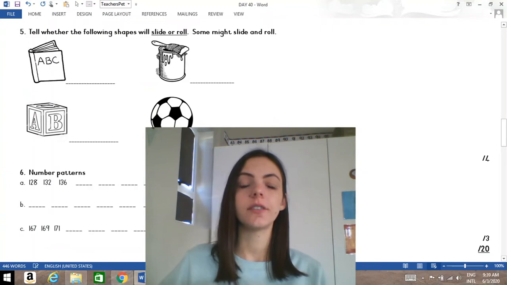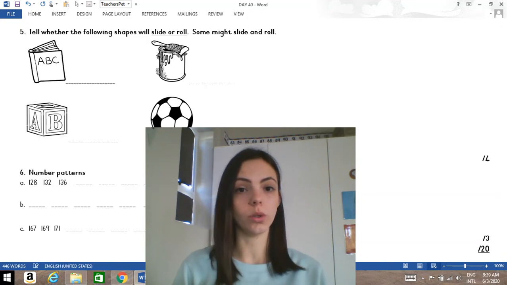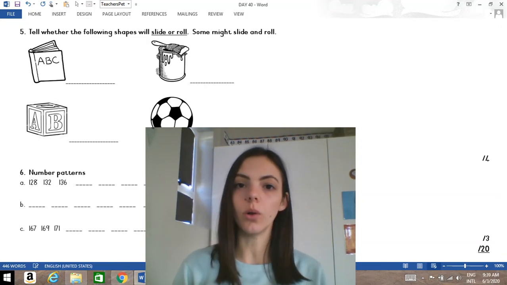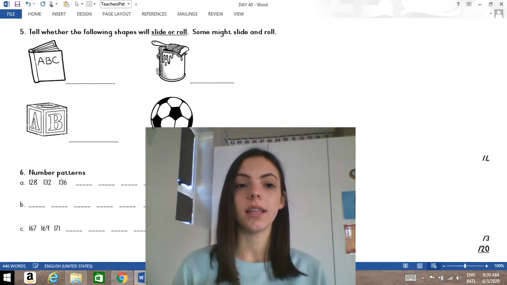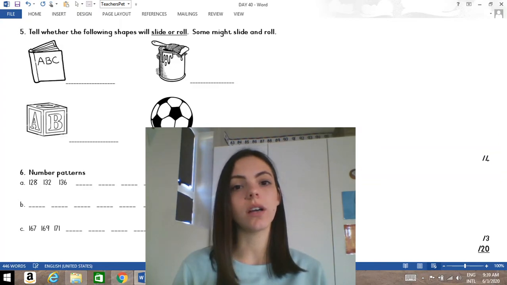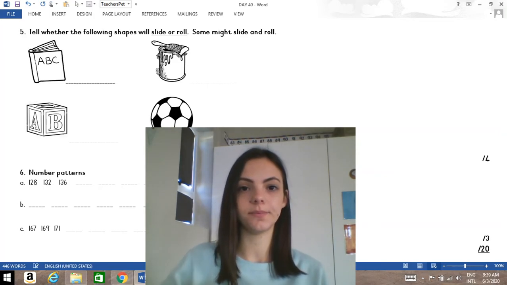Number 5, you need to tell me if the following objects can slide or roll. If they can slide and roll, you need to write both. Now the first one is a book, then there is a can, a paint can, then there's an ABC block, and the last one is a ball. Now you just write roll, or you write slide, or you write roll and slide.